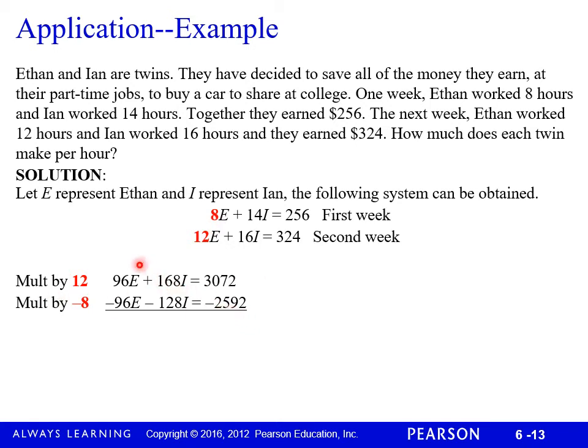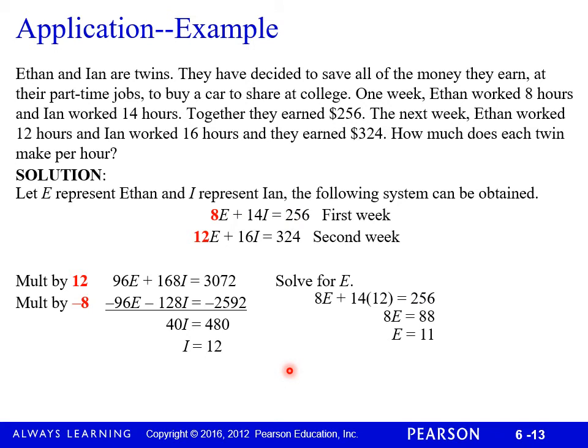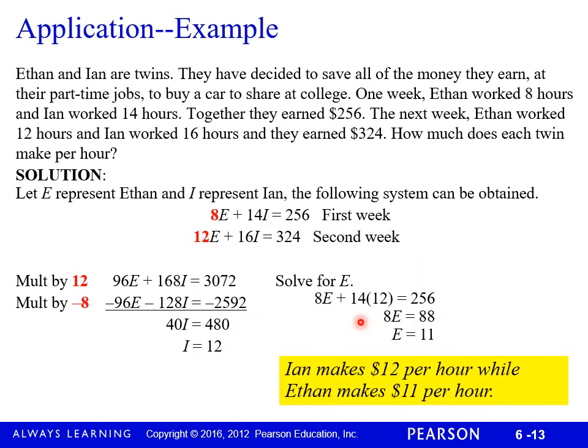So notice now that when I add these together, the E disappears and I get 40I equals 480. And so I equals 12, so Ian makes $12 an hour. Now remember, with elimination, all I have to do is plug this into either equation and I can solve for the other variable. Using the first equation, 8E plus 14I equals 256, and substituting in 12 for I, I get 8E equals 88 and E equals 11. So our answer is that Ian makes $12 per hour while Ethan makes $11 per hour.